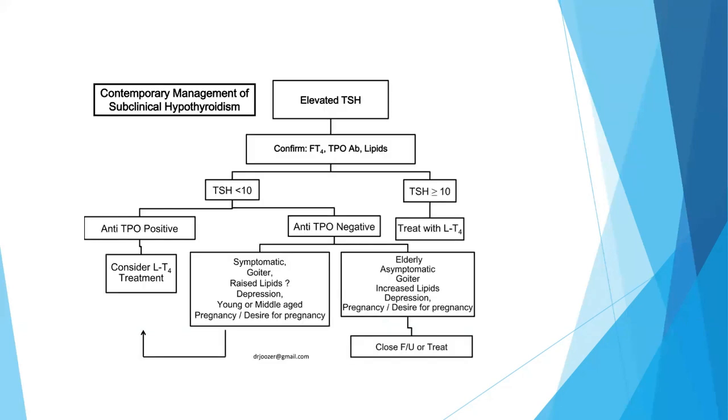So here we have, when there is the elevated TSH, we go for the confirmation by free T4, TPO antibodies and lipid level. If the TSH is less than 10 and anti-TPO is positive, we need to consider the T4 treatment. If the TPO is negative, but there are some symptoms, okay, then again we need to consider the T4 treatment. If the TPO is negative, but there are some risk factors, for example, the patient is elderly, the patient has goiter, then we need to closely follow.